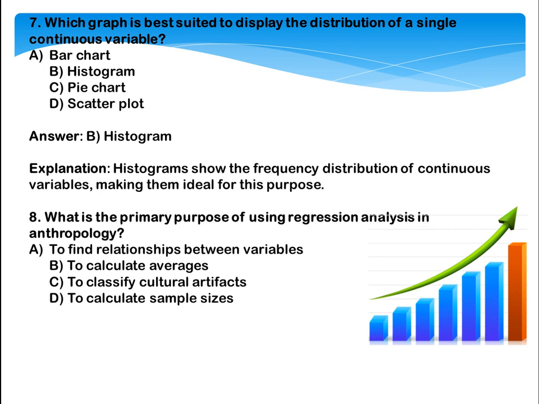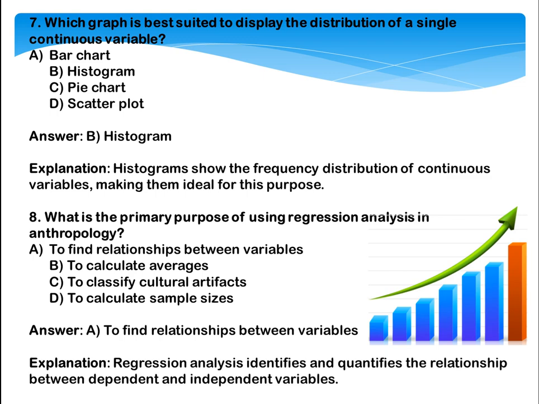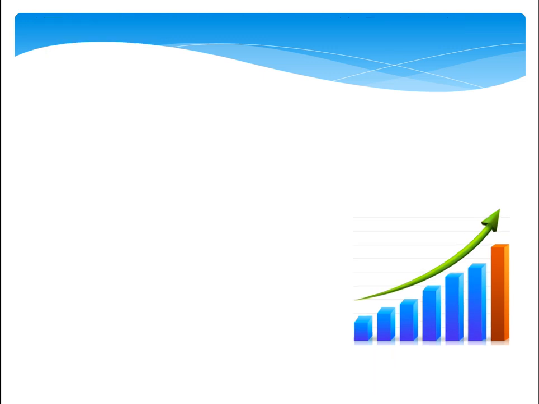8. What is the primary purpose of using regression analysis in anthropology? A. To find relationships between variables. B. To calculate averages. C. To classify cultural artifacts. D. To calculate sample sizes. Answer A. To find relationships between variables. Explanation. Regression analysis identifies and quantifies the relationship between dependent and independent variables.